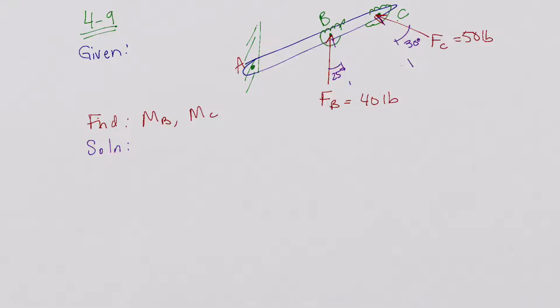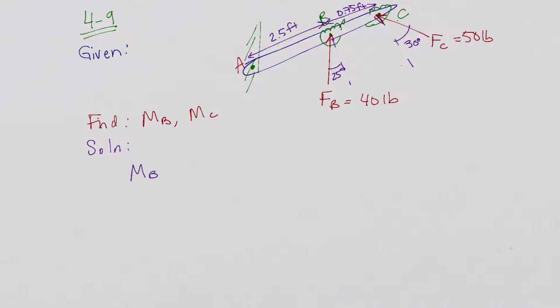This is problem 4-9. I just missed drawing something on here. They give us someone pulling down on this bar. The distance from A to B is 2.5 feet, and the distance from B to C is 0.75 feet. So basically, they want us to find the moment about A due to force B and force C.